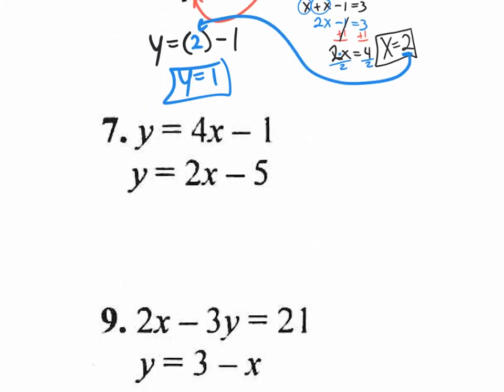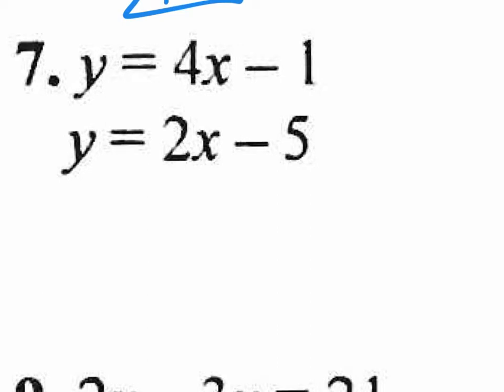Moving on to number 7. Number 7, both of them have the y by itself. So you could either plug in the top expression into the bottom equation or the bottom into the top, whatever you'd like. Yes, they are in y equals mx plus b form, but I'm not even going to mess with that because I do not have graph paper.